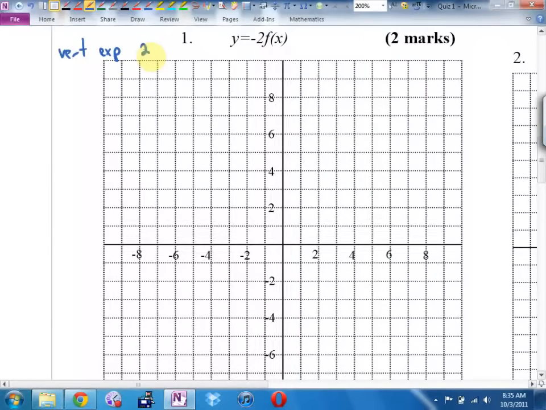Any other expansions? No. Reflections, those are negatives. I got a negative right there. Vertical or horizontal? How do I know? It's vertical. If it was horizontal, it would be right here. Vertical reflection.